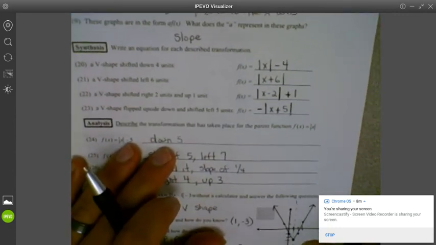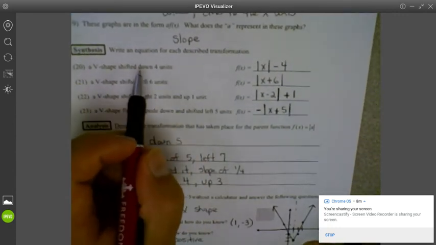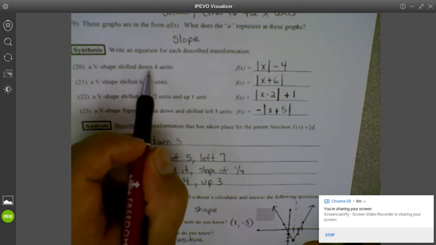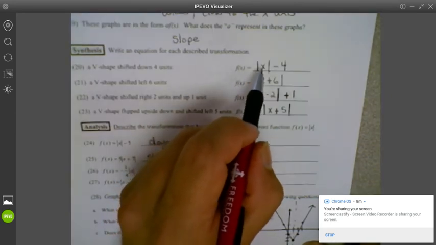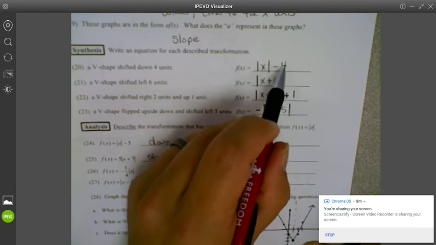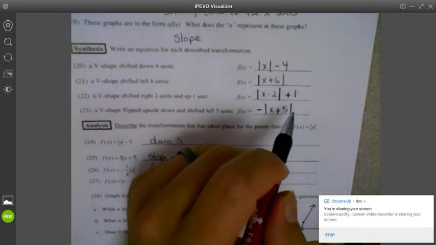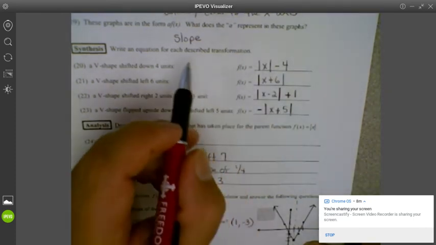So now we look at some questions for this. How would we write an equation if we want to shift it down 4 units? That would be y equals the absolute value of x and then minus 4 on the outside. That's how we would move it down 4.